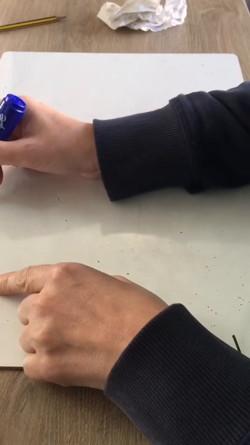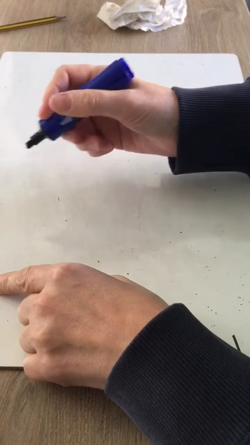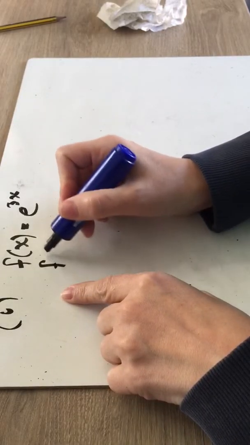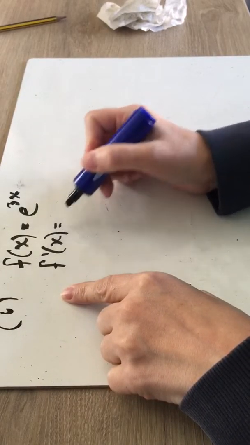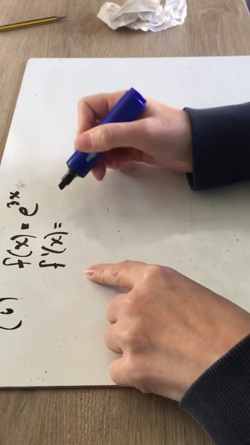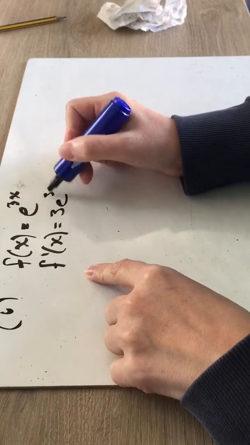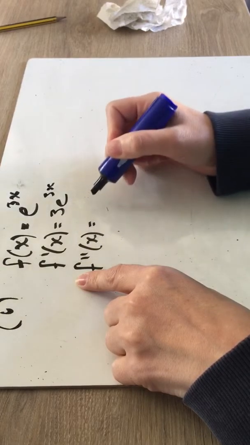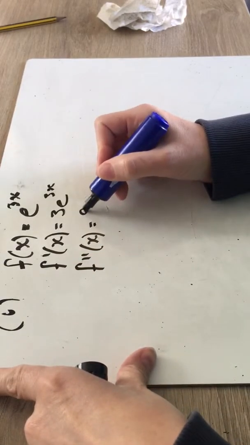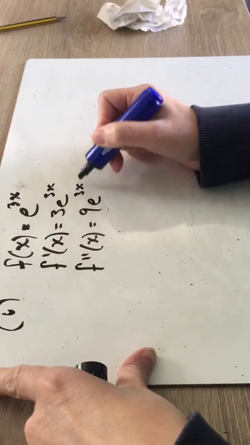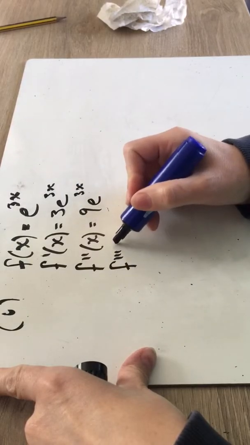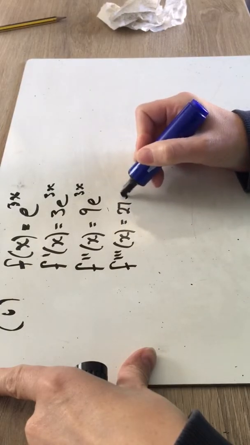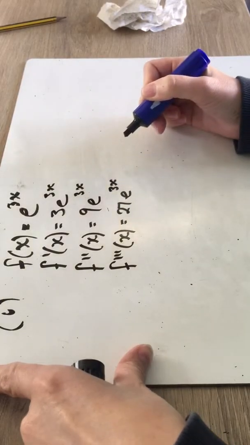So f of x equals e to the 3x. And the first thing we're going to do is differentiate e to the 3x. Chain rule, 3e to the 3x. And we're going to find the second derivative. Chain rule again, 9e to the 3x. Third derivative, chain rule again, 27e to the 3x.